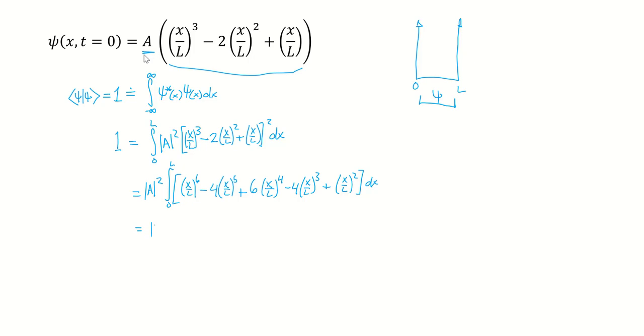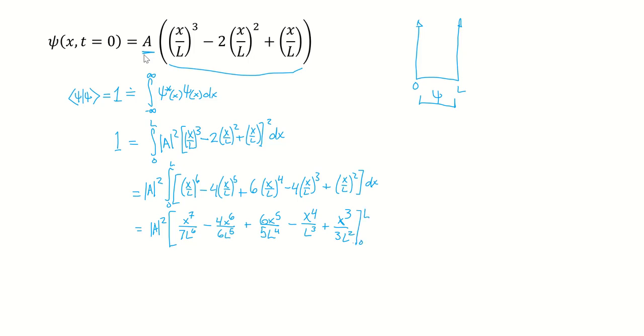And again, this is just going to be A squared. Doing those integrals, we should all be familiar with this: x to the 7 over 7L to the 6th, minus 4x to the 6 over 6L to the 5th, plus 6x to the 5 over 5L to the 4th, minus 4x to the 4 over 4L to the 3rd, and finally x to the 3 over 3L squared, from 0 to L.